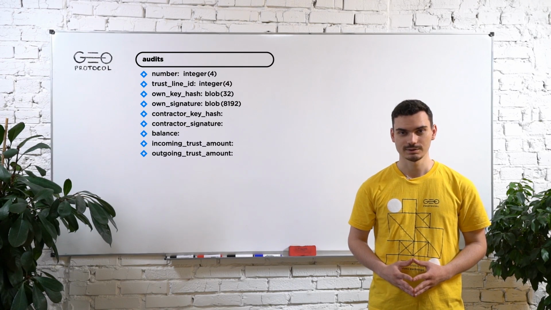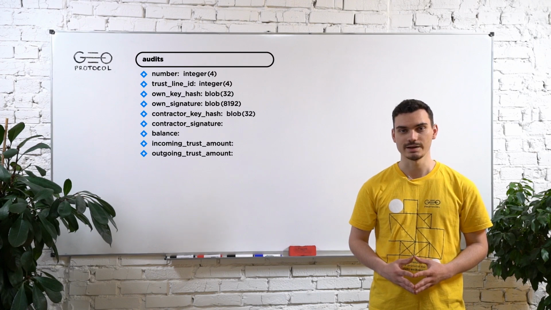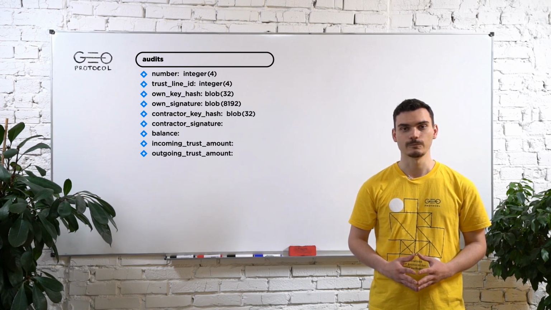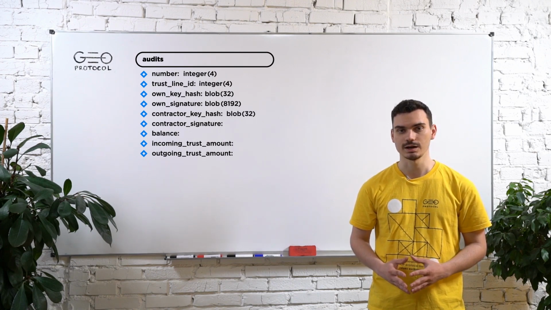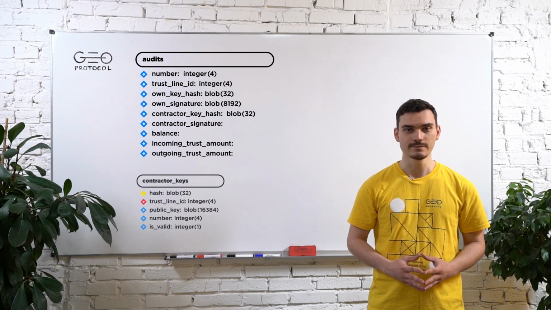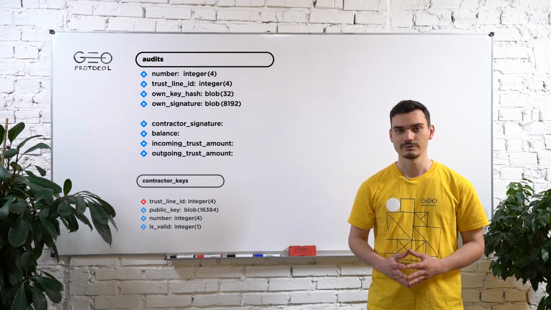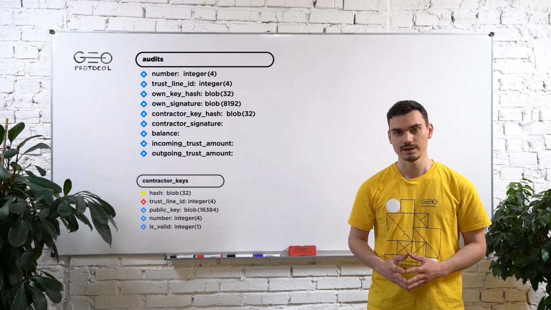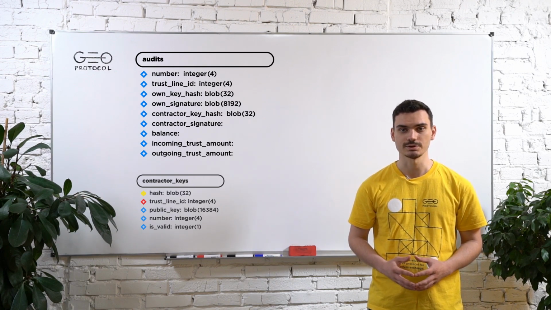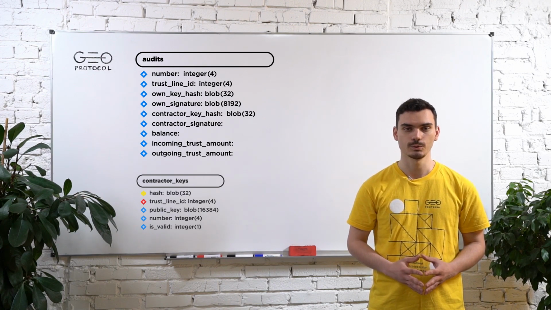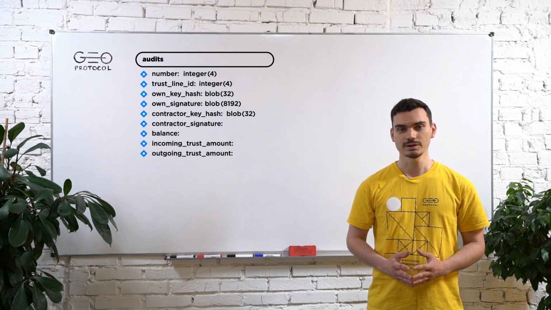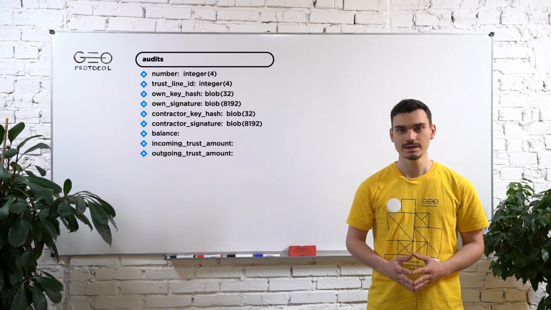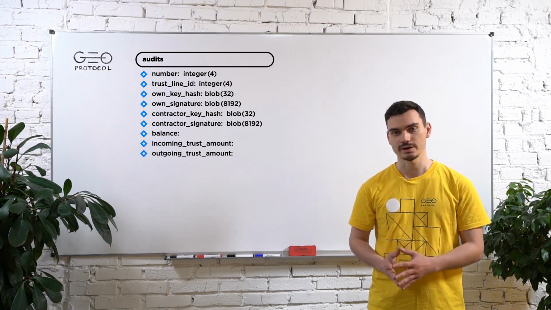Contractor key hash field contains a 32-byte hash of the public key with which the contractor has signed the current audit. It is the same value that the field hash from the contractor keys table contains, and it is used to relate this key to a particular audit. Contractor signature field contains 8 kilobyte signature of the current audit performed by the contractor.